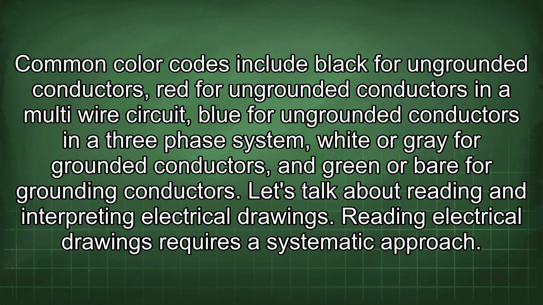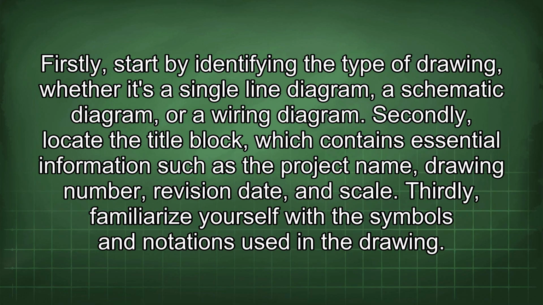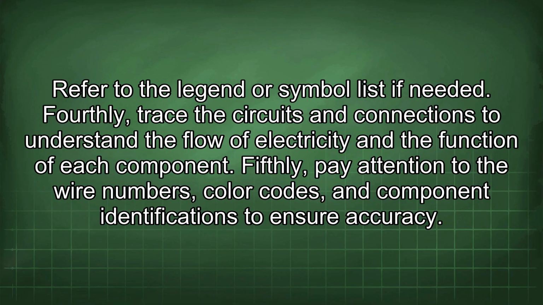Let's talk about reading and interpreting electrical drawings. Reading electrical drawings requires a systematic approach. Firstly, start by identifying the type of drawing, whether it's a single-line diagram, a schematic diagram, or a wiring diagram. Secondly, locate the title block, which contains essential information such as the project name, drawing number, revision date, and scale. Thirdly, familiarize yourself with the symbols and notations used in the drawing. Refer to the legend or symbol list if needed.